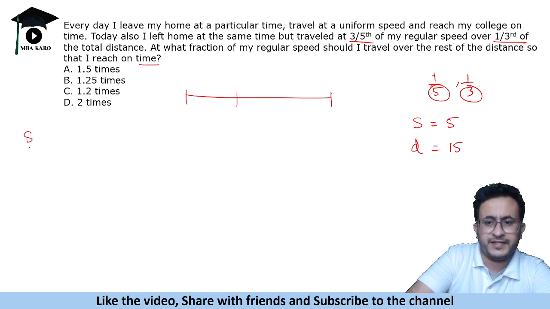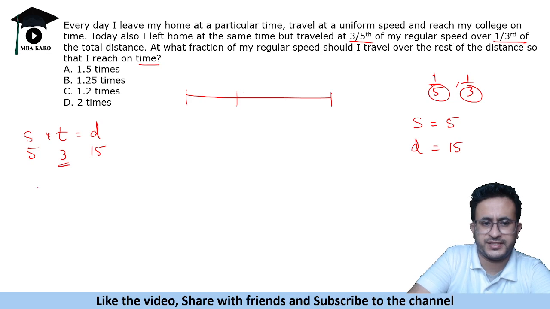So speed is 5, time times speed is distance. So distance is 15, time will be 3 hours. Okay, this is the normal scenario. Now he covers 3/5 of the like 1/3 of the total distance. So 5 kilometer and remaining is 10 kilometer.